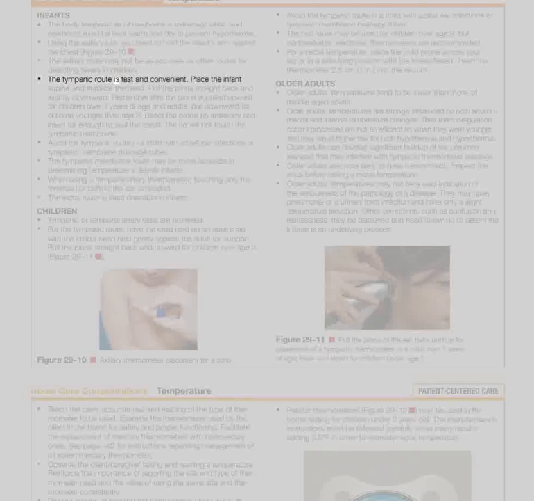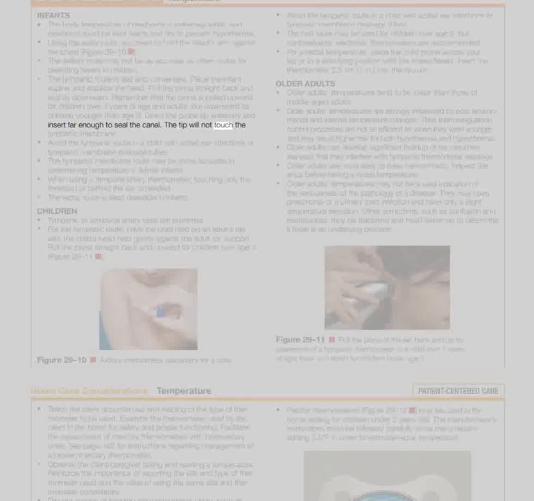The tympanic route is fast and convenient. Place the infant supine and stabilize the head. Pull the pinna straight back and slightly downward. Remember that the pinna is pulled upward for children over 3 years of age and adults, but downward for children younger than age 3. Direct the probe tip anteriorly and insert far enough to seal the canal.